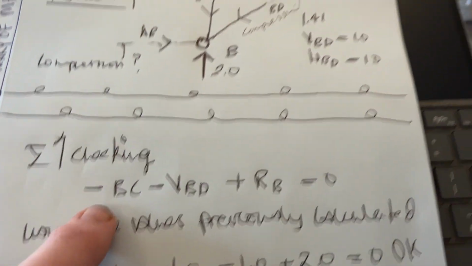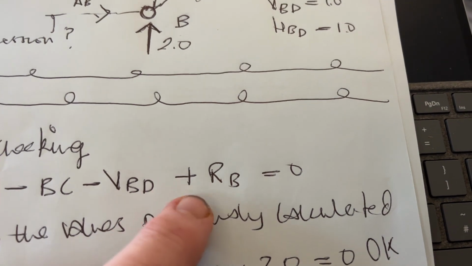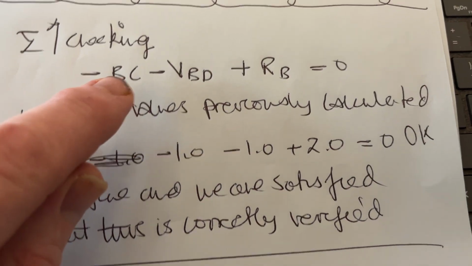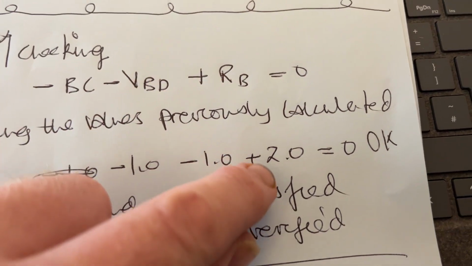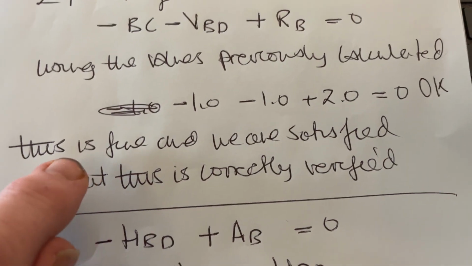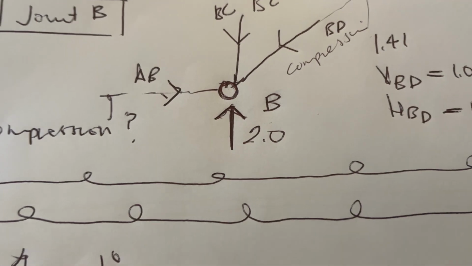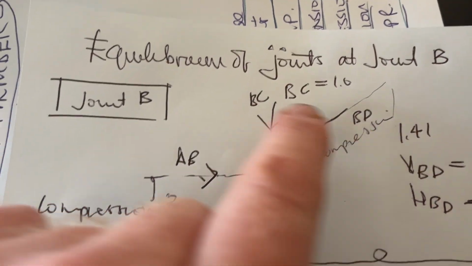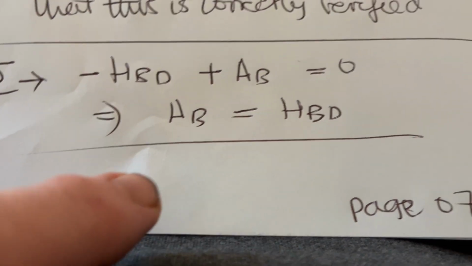So checking: minus BC minus VBD plus RB equals 0. Using the values previously calculated, BC is 1, minus VBD is 1, plus RB 2, equals 0. That's okay, and we are satisfied that this is correctly verified. Therefore, we can take horizontal equilibrium. HBD, horizontal BD, is from right to left, so AB must be from left to right. AB equals HBD equals 1.